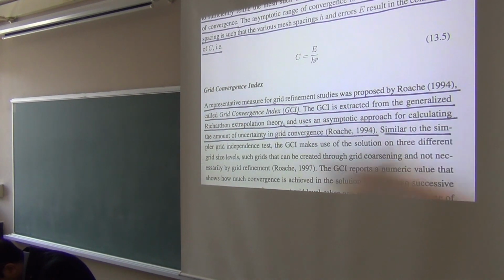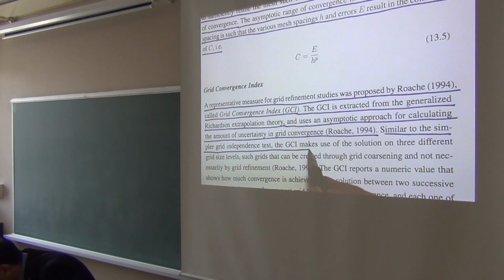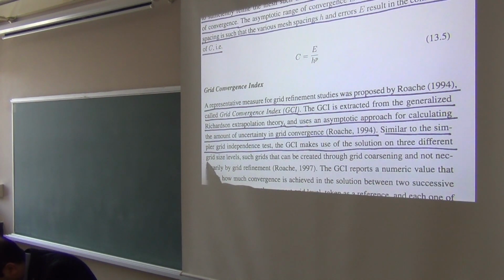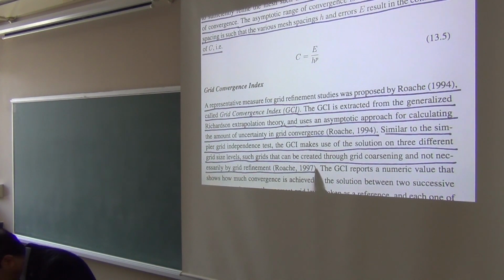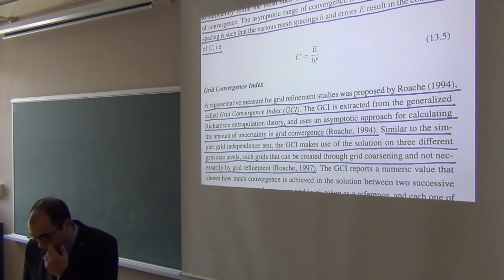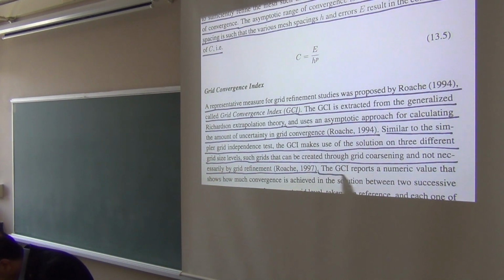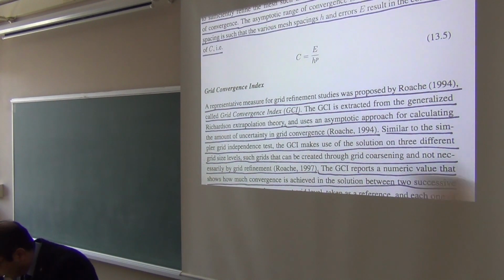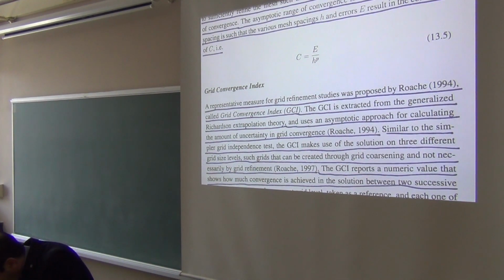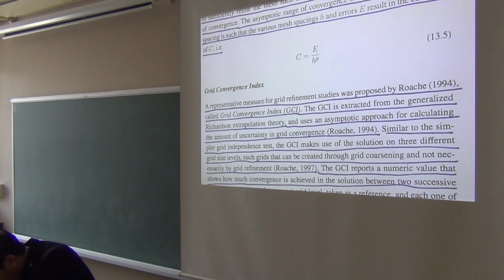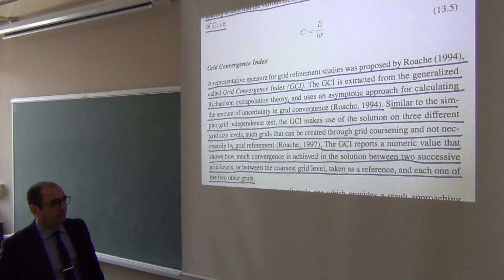Similar to the simpler grid independence test, the GCI makes use of the solution on 3 different grid size levels, which we introduced before. So you need 3 levels of discretization. The GCI reports a numerical value that shows you how much convergence is achieved in the solution between 2 successive grid levels, or between the coarse grid level taken as reference and each one of the 2 other grids. It's a comparison type analysis.